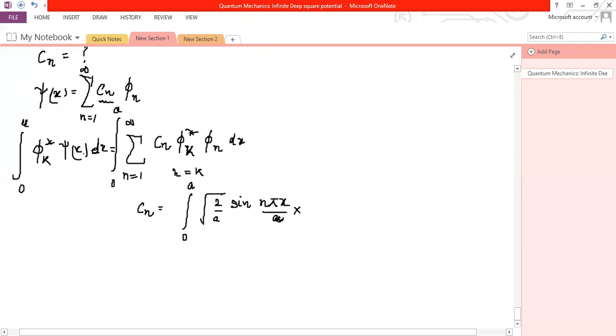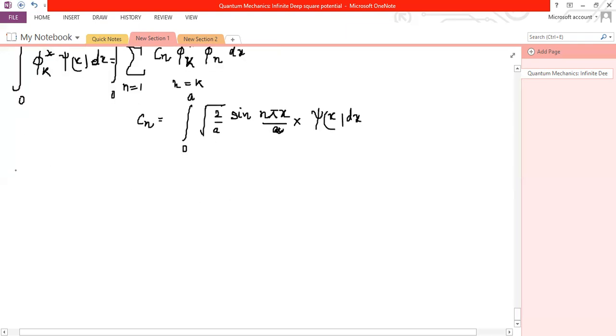Into what is psi x right now? So psi x is divided into two parts again. So we'll see that, don't worry. So Cn would be equal to root 2 upon a, integral from 0 to a by 2. Our A was root over 12 upon a raised to power 3 by 2. And then we had some x also, A x, and then this will be sine of n pi x upon a.